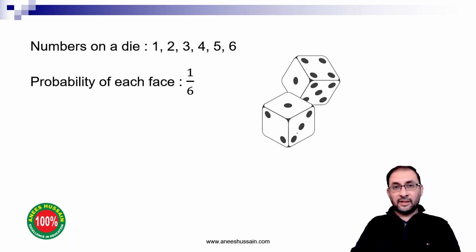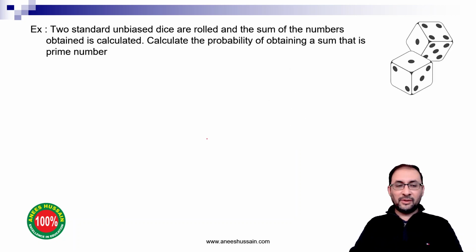The question then arises, how would you handle it if you have a pair of dice, two dice? What if the question says, find the probability of getting a particular sum or a particular product? Well, let's see how you can handle that particular situation with the help of an example. Let's look at example number 1.